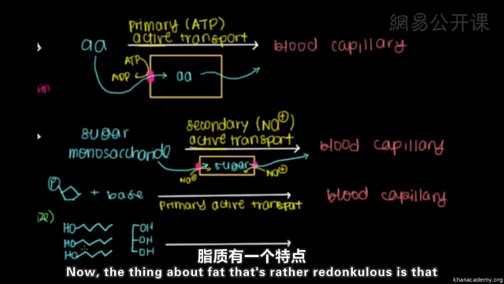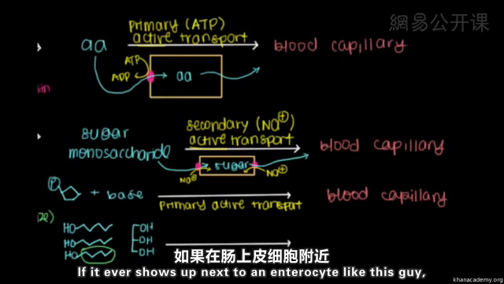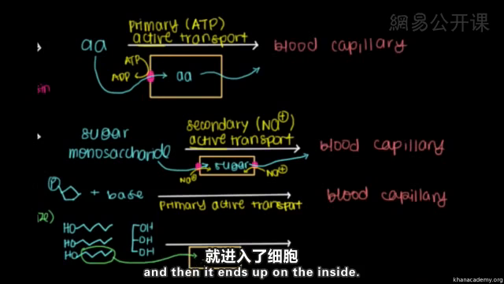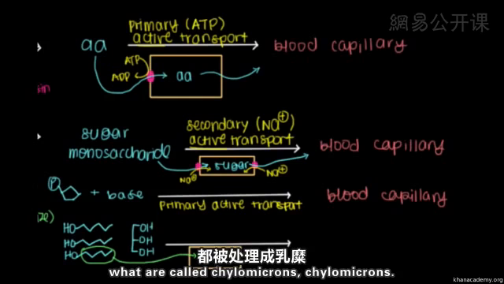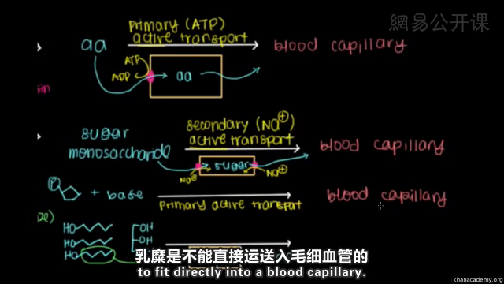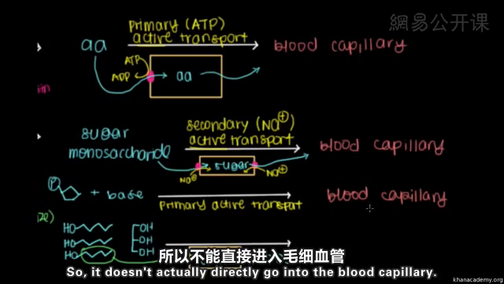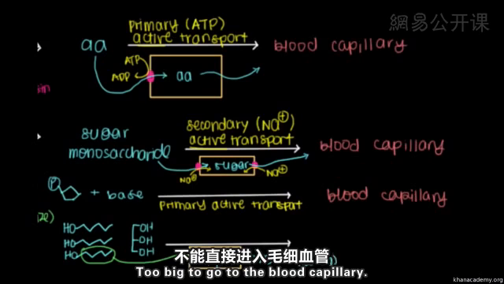Now the thing about fat that's rather redonkulous is that because it's got this really non-polar tail, if it ever shows up next to an enterocyte like this one, all it has to do is just diffuse across the membrane, and then it ends up on the inside. In the enterocyte, all of our fatty acids are going to be reorganized into what are called chylomicrons. And like the name, chylomicrons themselves are too big to fit directly into a blood capillary. I couldn't even fit it here in this enterocyte, so it doesn't actually directly go into the blood capillary. It is too big to do that.